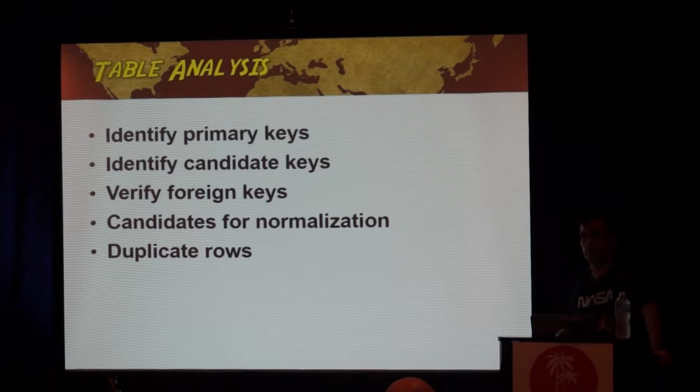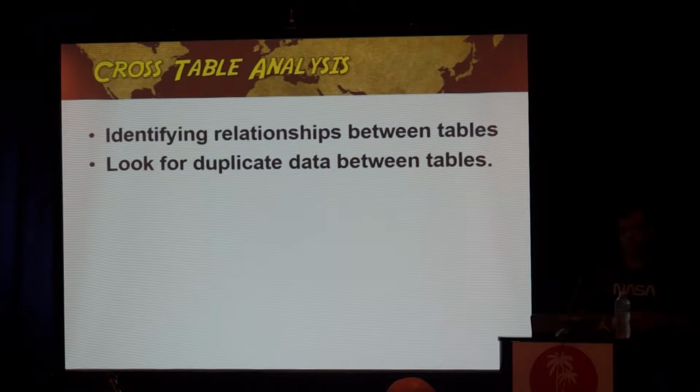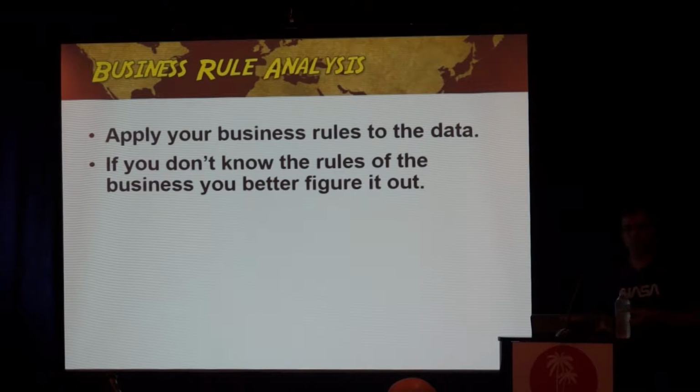And it took about 3 weeks, but there's no dupes in the data anymore. So cross-table analysis, where we're looking for relationships between tables, and we're looking for duplicate data. So I'm going to buzz through this. And then business rule analysis, where we take the business rules that the business has, and then we apply that to the data set.